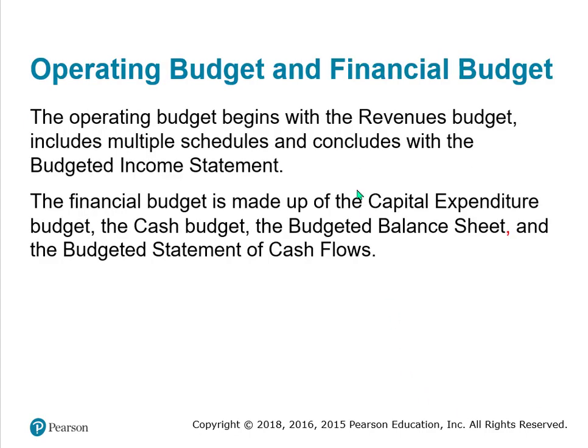So the operating budget begins with the revenues budget. It includes multiple schedules and concludes with a budgeted income statement. Now the financial budget has the capital expenditure budget, cash budget, and once you've got your cash figured out, you can complete a budgeted balance sheet and then a statement of cash flows.